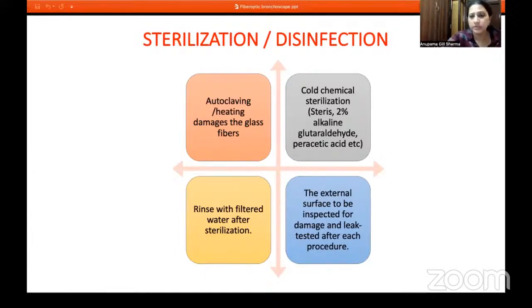So I will be showing two videos now. One shows the parts of the fiber optic scope. Another one we have made in an anesthetized, paralyzed patient, an oral fiber optic intubation, and we have taken the consent from the patient.